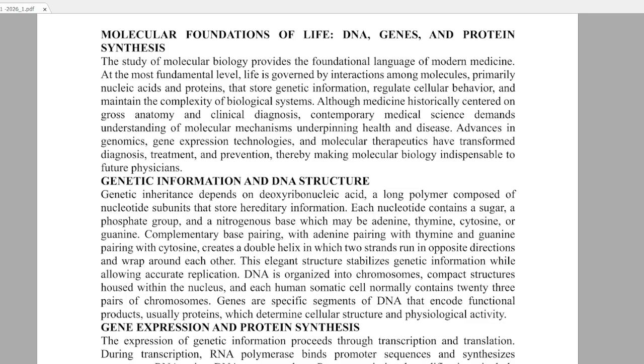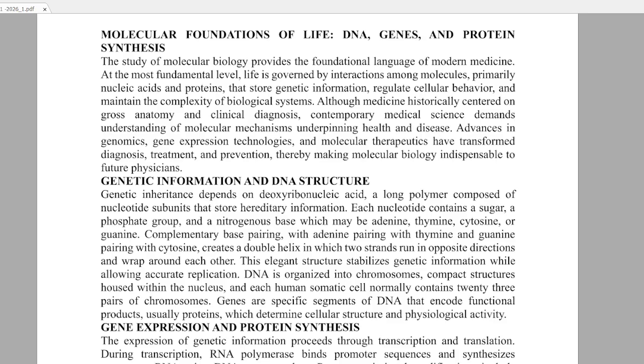Genetic information and DNA structure. Genetic inheritance depends on deoxyribonucleic acid, a long polymer composed of nucleotide subunits that store hereditary information. Each nucleotide contains a sugar, a phosphate group, and a nitrogenous base which may be adenine, thymine, cytosine, or guanine. Complementary base pairing, with adenine pairing with thymine and guanine pairing with cytosine, creates a double helix in which two strands run in opposite directions and wrap around each other. This elegant structure stabilizes genetic information while allowing accurate replication.